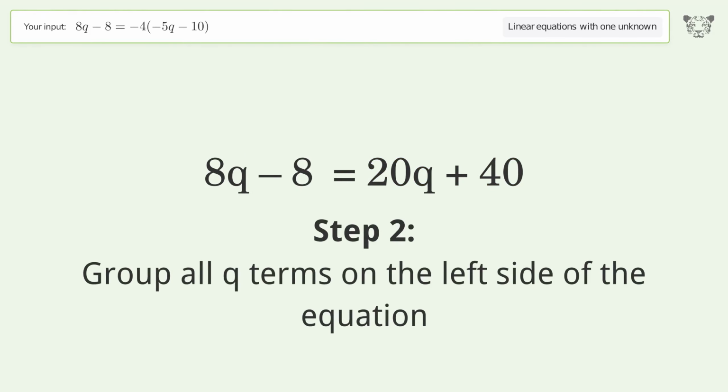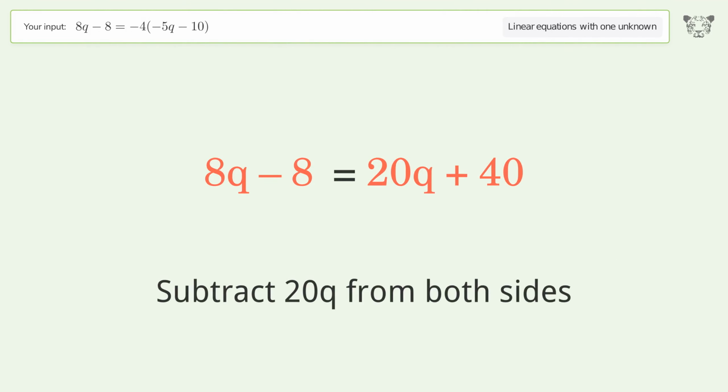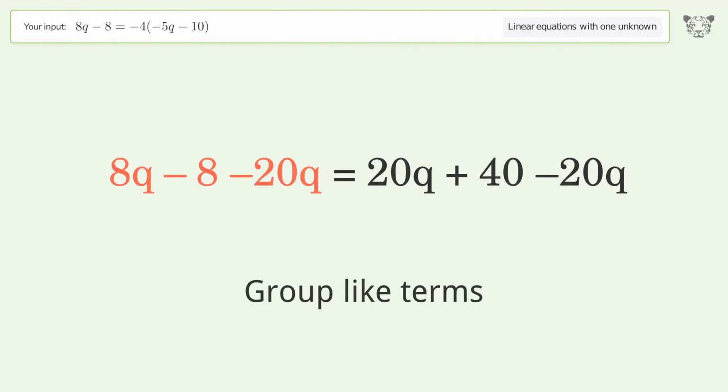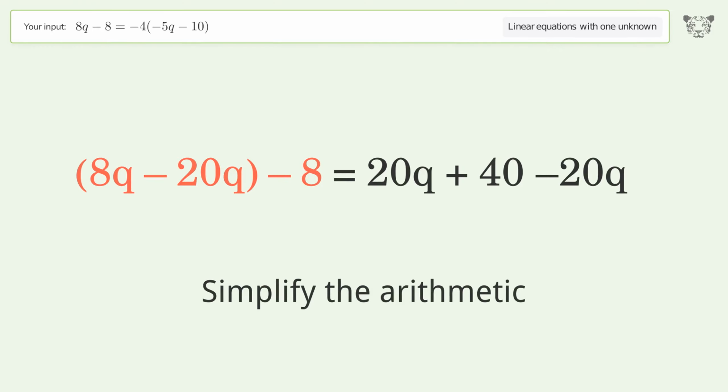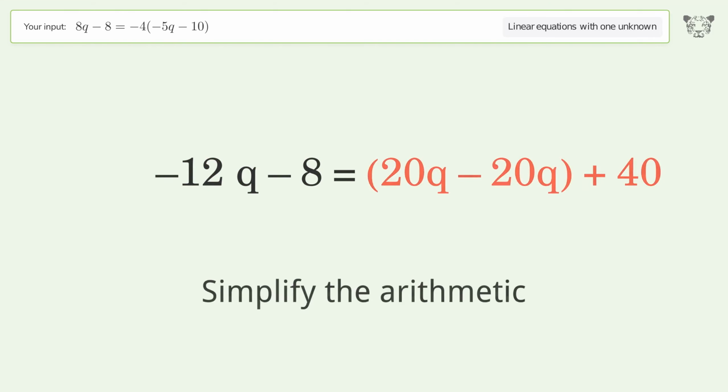Group all q terms on the left side of the equation. Subtract 20q from both sides. Group like terms. Simplify the arithmetic. Group like terms. Simplify the arithmetic.